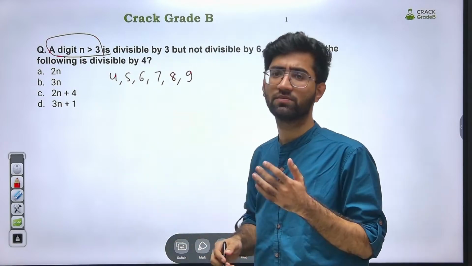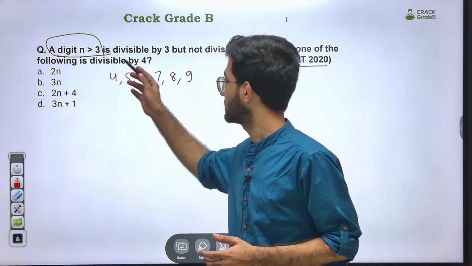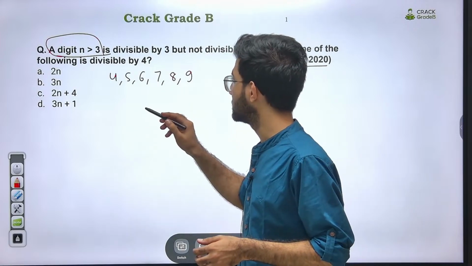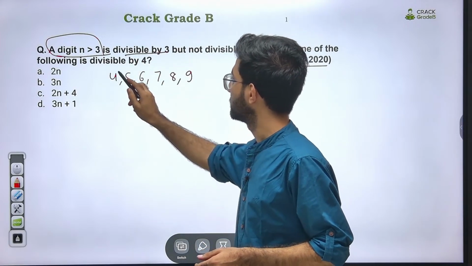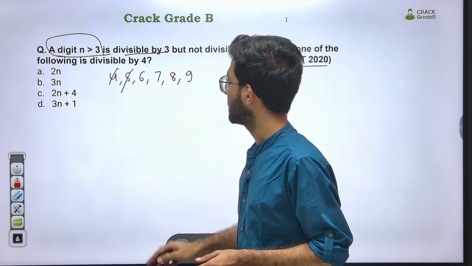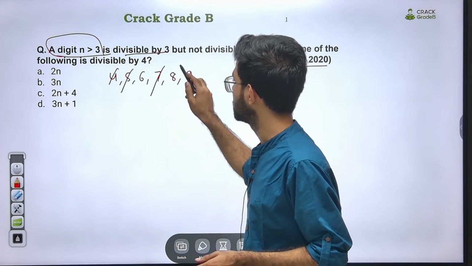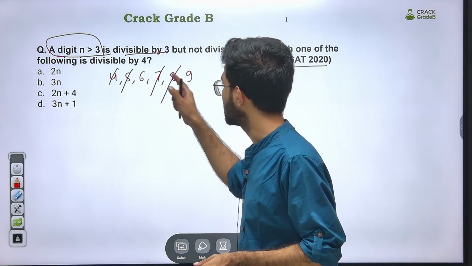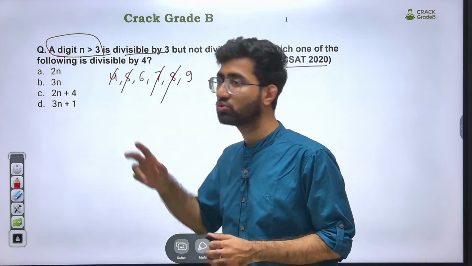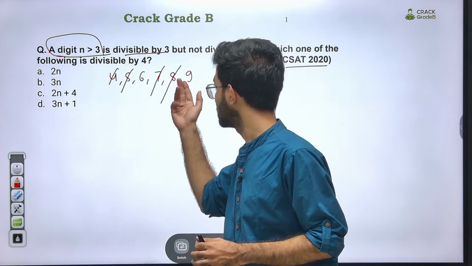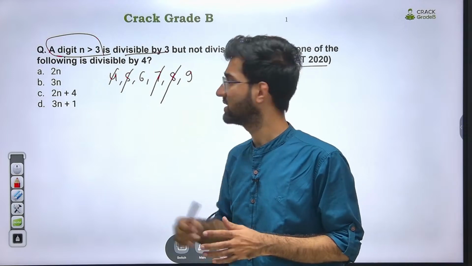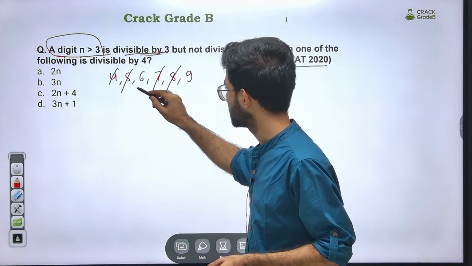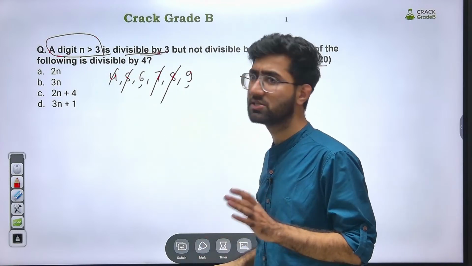Now if you read the question further, it says that the digit is divisible by 3. What does it mean? 4 is not divisible by 3, 5 is not divisible by 3, 7 is not divisible by 3, 8 is not divisible by 3. So basically 6 and 9 are those 2 digits, and they are obviously greater than 3. Is it divisible by 3? Yes, 6 is divisible by 3 and 9 is divisible by 3.